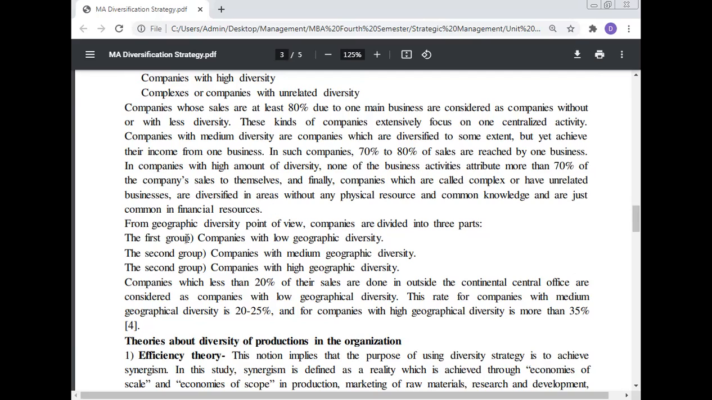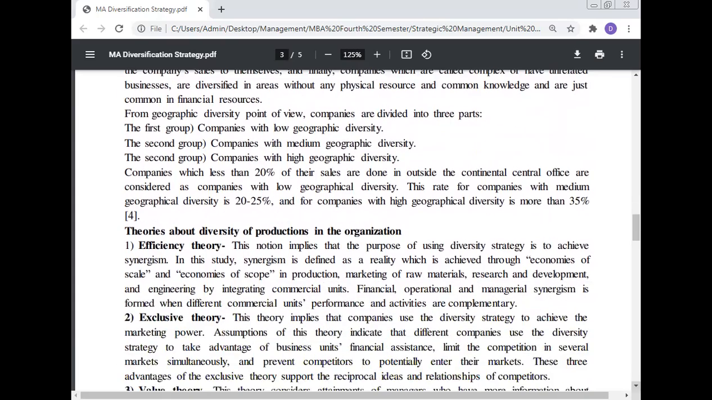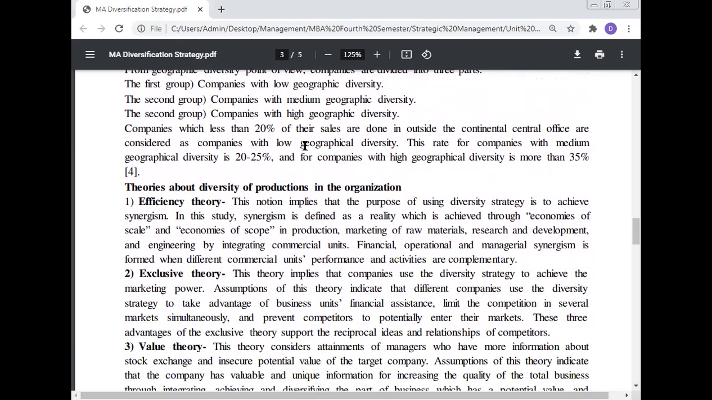From the geographic diversity point of view, companies are divided into three groups. The first group, companies with low geographic diversity. The second group, companies with medium geographic diversity. The third group, companies with high geographic diversity. Companies with less than 20% of sales done outside the continental central office are considered companies with low geographic diversity. This rate for companies with medium geographical diversity is 20 to 25%, and for companies with high geographical diversity is more than 35%.